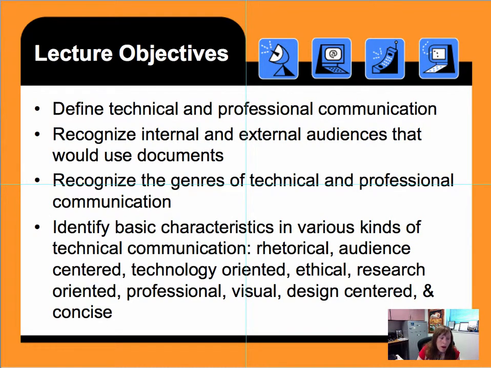By the end of this module, you should be able to define technical and professional communication in the workplace environment, recognize the differences between internal and external audiences that would use your documents, recognize different types of genres of technical and professional communication, and identify basic characteristics of technical and professional communication and different types of documents.